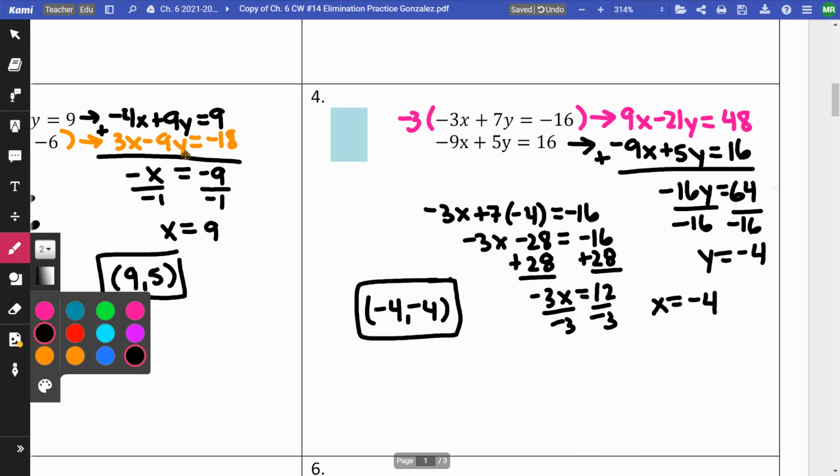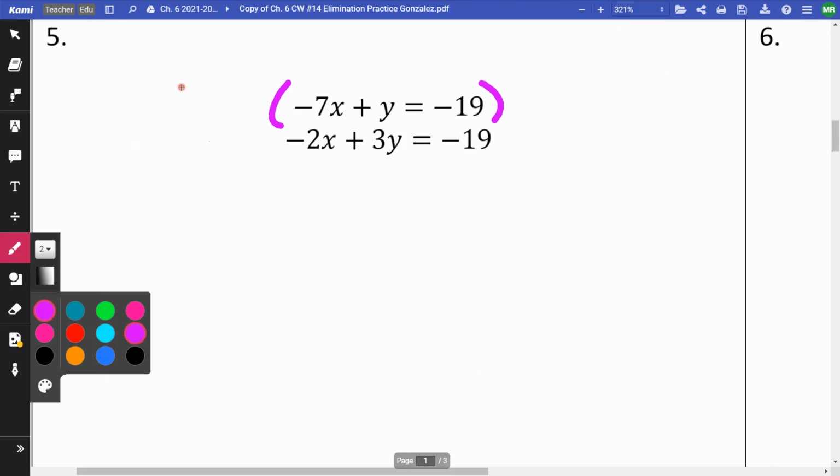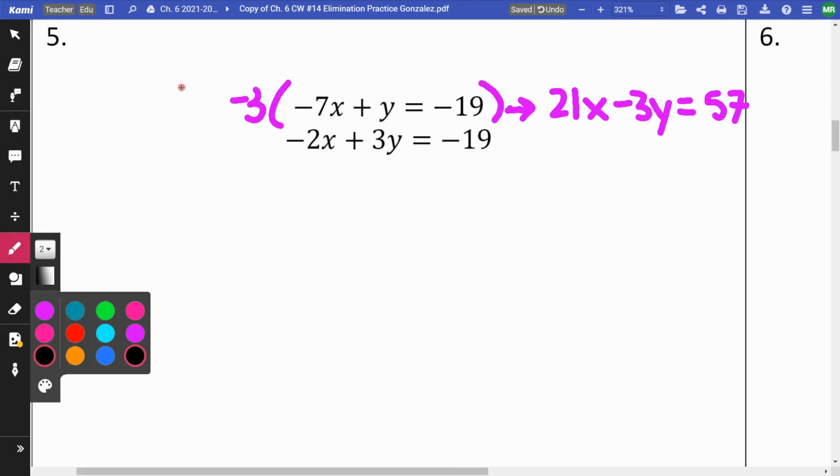On number 5, in this case, I'm either going to try to get a 14 and a negative 14 in front of my x's, or a 3 and a negative 3 in front of my y's. So I think I am going to multiply the top equation by a negative 3, and I'm going to get a 21x minus 3y is equal to a positive 57. My second equation I'm going to keep, negative 2x plus 3y is equal to a negative 19.